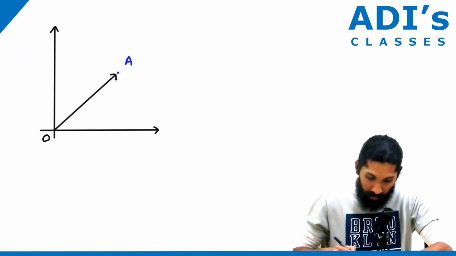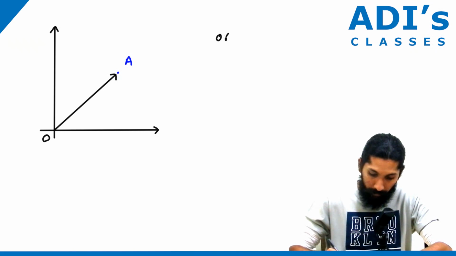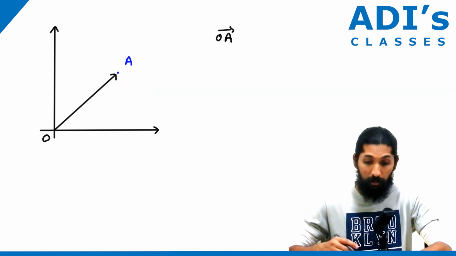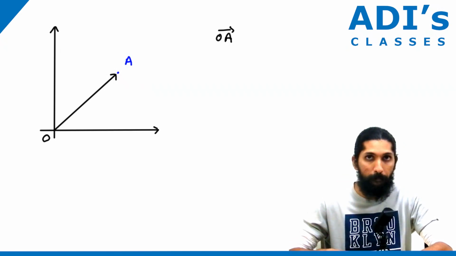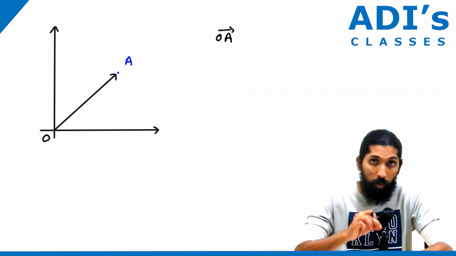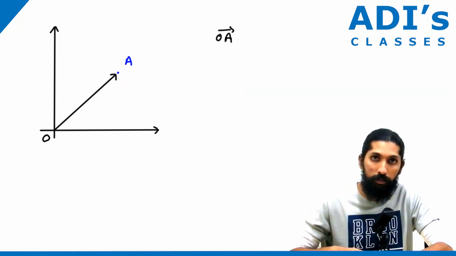Then we write an arrow mark. Now, here we write that OA is a vector. Because one, it has a magnitude. Magnitude is nothing but the distance of OA. Then the direction. Direction is from O to A. Correct? This basically is what we call a vector.